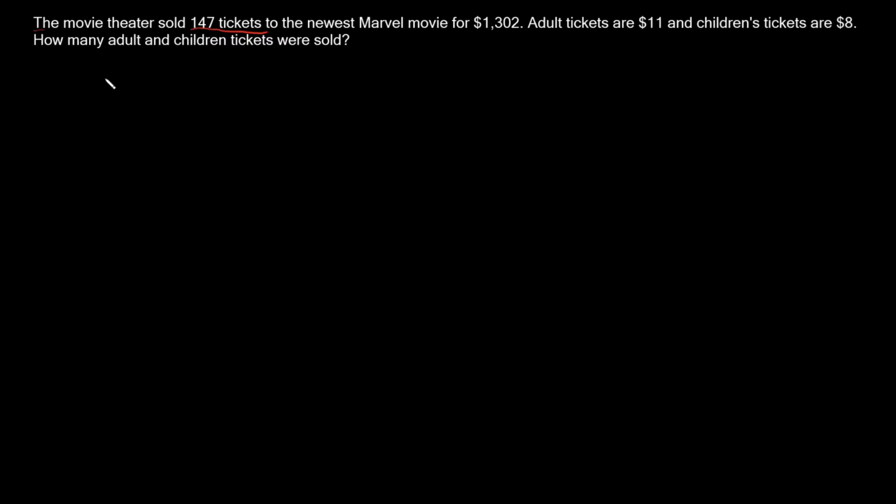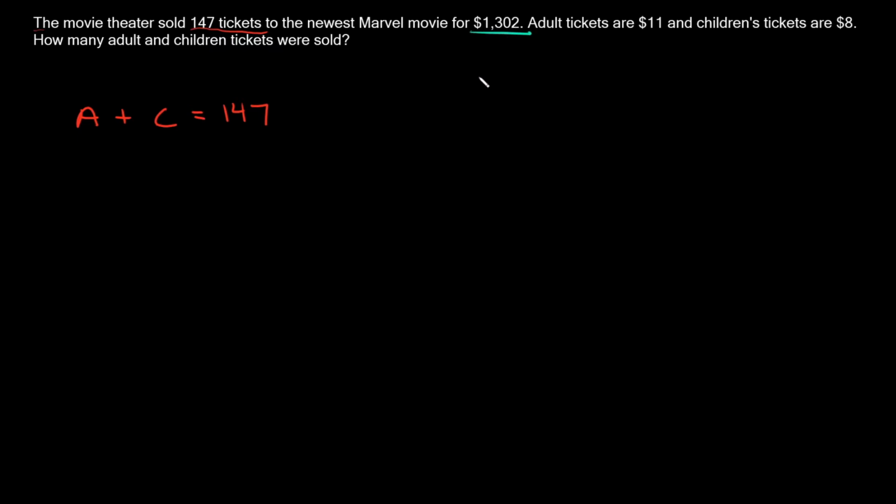All we know are adult tickets plus children's tickets is equal to 147 tickets, right? Because that's how many total tickets were sold, okay? So we just found one relationship right there. Okay, what other piece of information do we know? So it says the theater sold 147 tickets to the newest movie for $1,302, right?